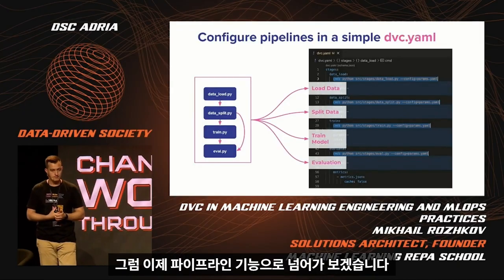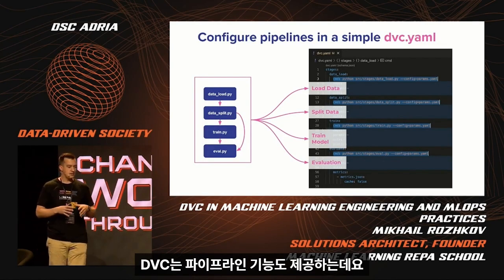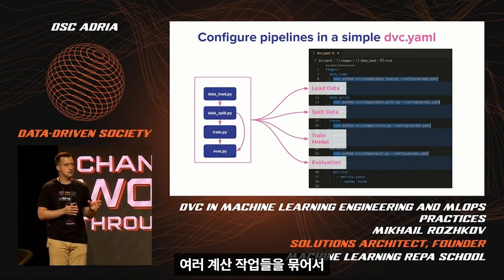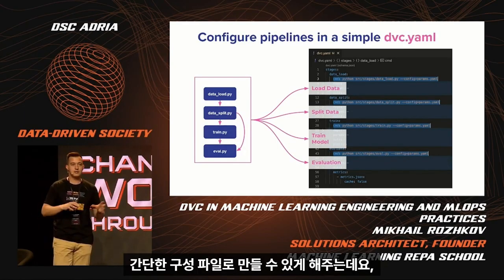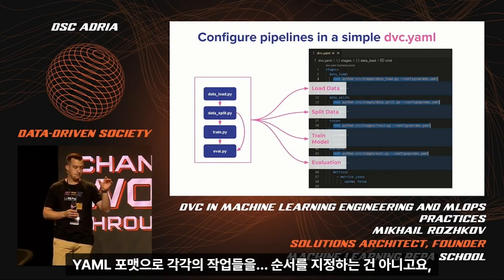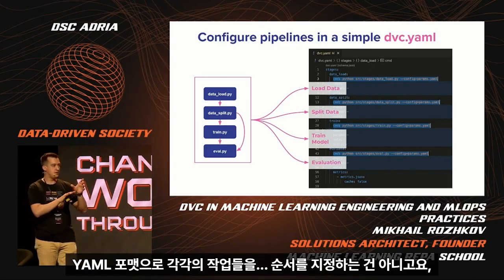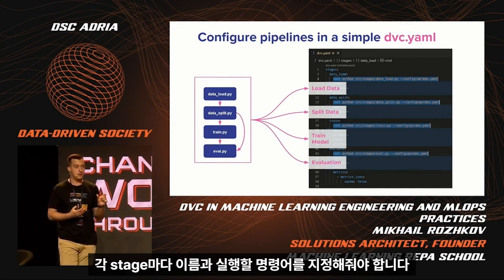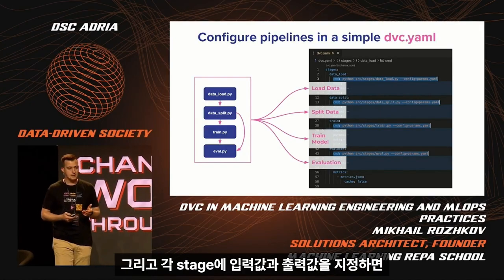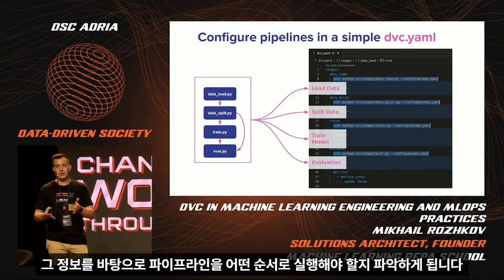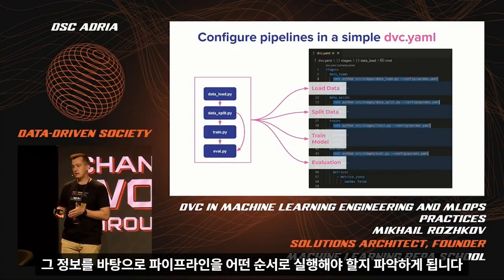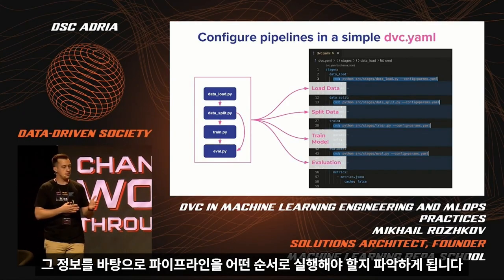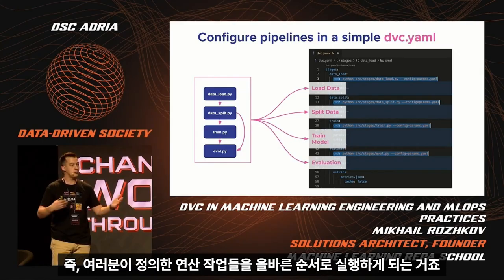So let's jump to the pipelines. DVC also brings this pipelines functionality where you can take different computational tasks and prepare a simple configuration file in YAML format that just has a list of stages. For each stage, you need to specify a name and the command that you need to run for this stage. And by specifying inputs and outputs for each stage, DVC understands in which order it should run this pipeline, your computational tasks.